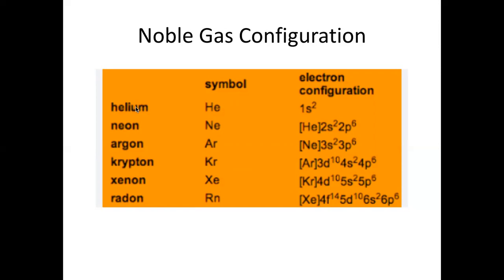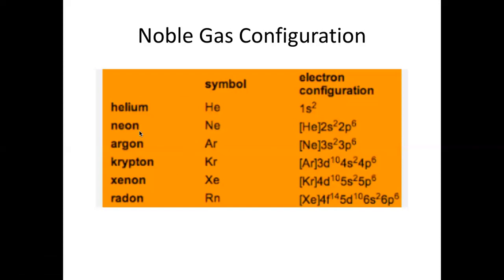Let's look at helium as an example. Helium has one energy shell, and as we discussed in our last lecture, that energy shell has an s orbital that can hold 2 electrons. And so we can see in this electron configuration that the 1s orbital is full with its 2 electrons. The same trend can be found in the following noble gases here.